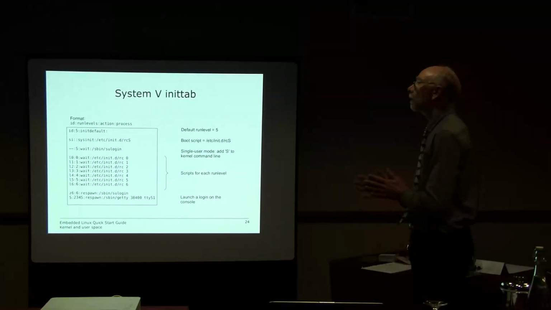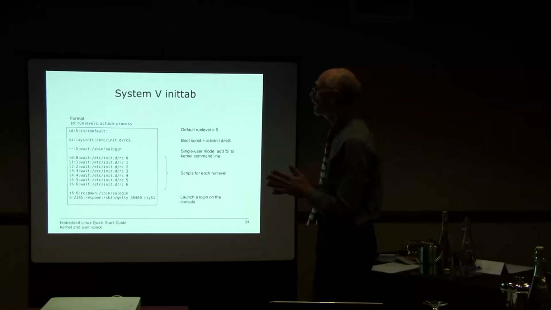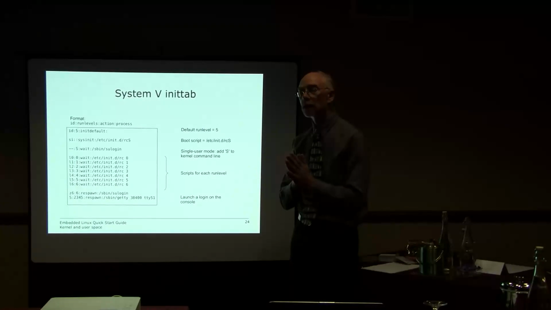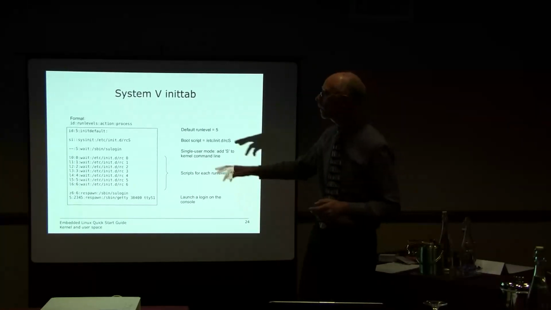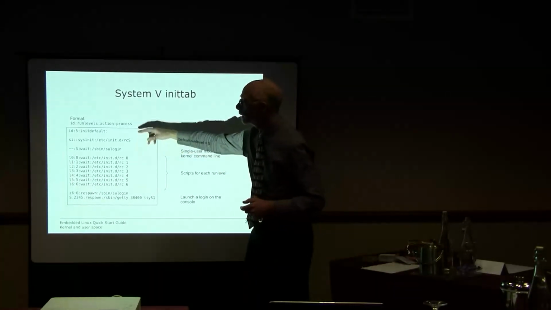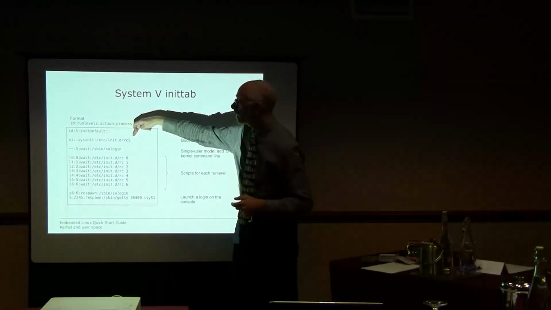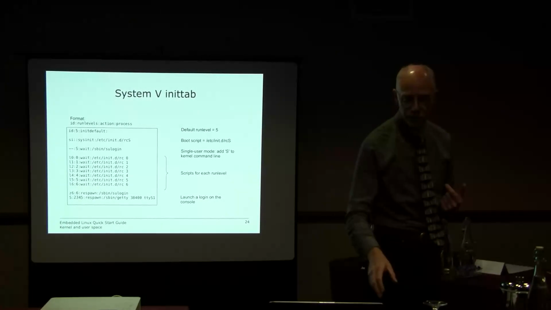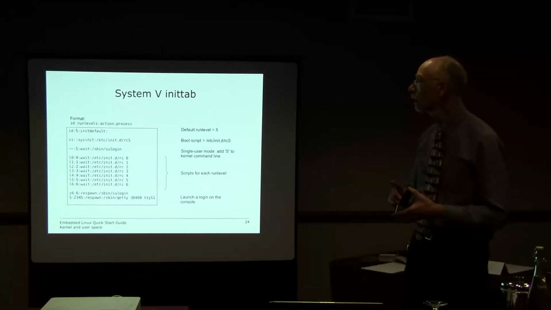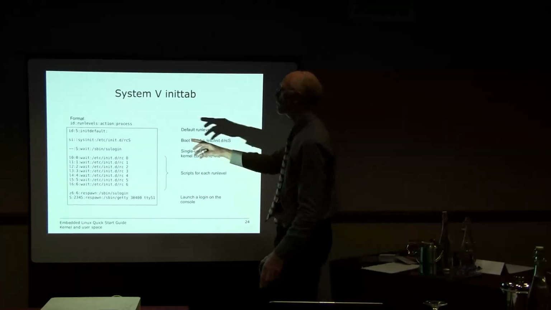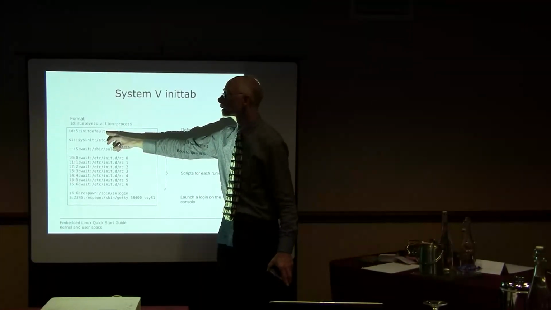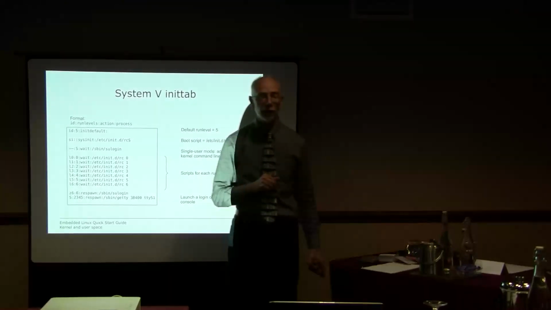This is an example of the inittab for System 5 init. Although it is a little bit similar to the busybox one, so this line here is almost the same. sysinit, /etc/init.d/rcS. That's going to be our essentially master script. We, in addition, have this line here, which says what the default run level is. In this case, it's going to be run level 5.